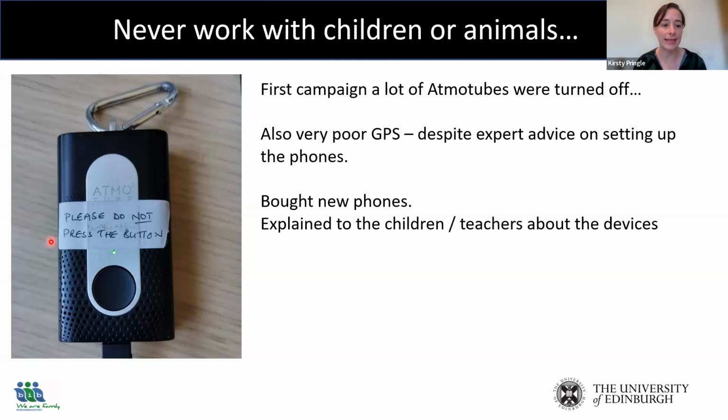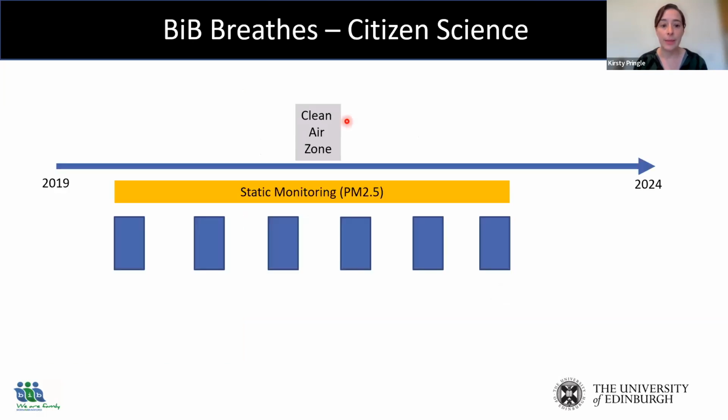So we came up with this really high-tech solution of sticking a sticker on saying, please don't turn off the button. And actually that worked. In subsequent weeks, we got much better coverage from the AtmoTubes. One thing which didn't work very well was the GPS on the phones. We ended up having to buy new phones. We just couldn't get the phones that we'd originally got to get location data from the GPS, which was a bit frustrating.